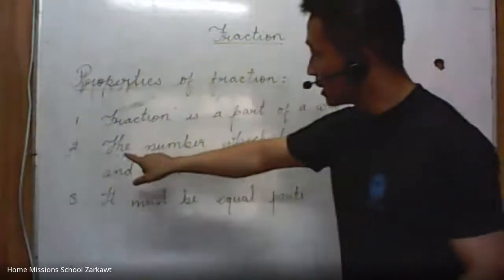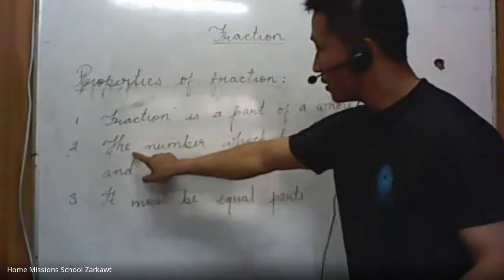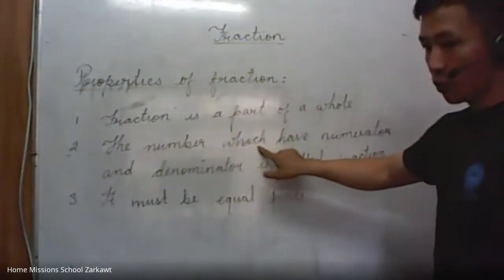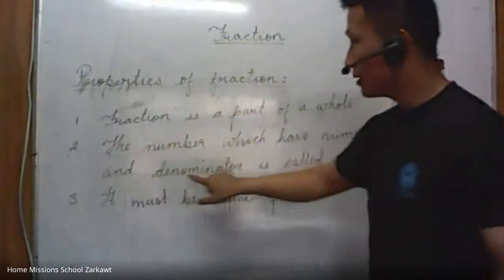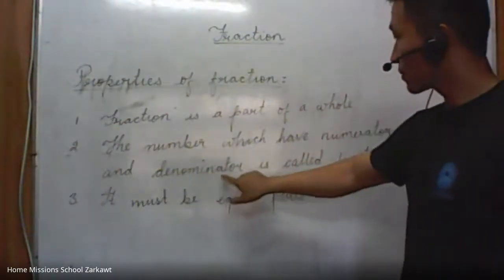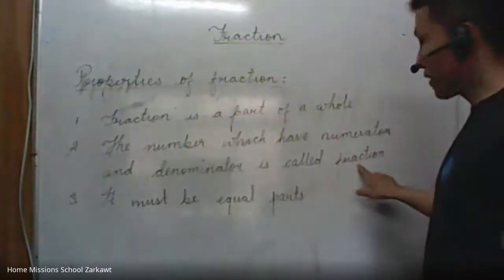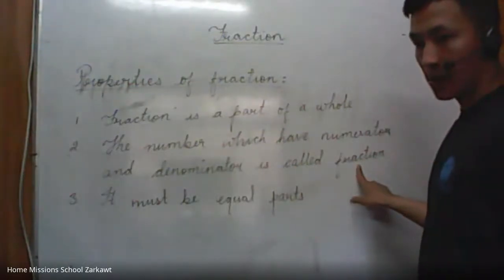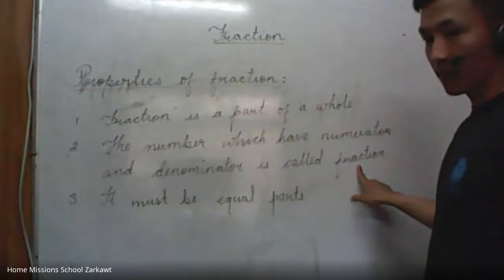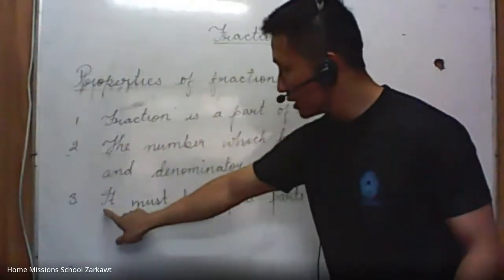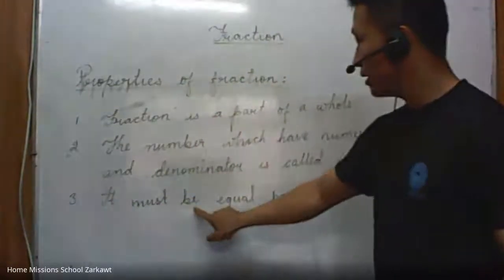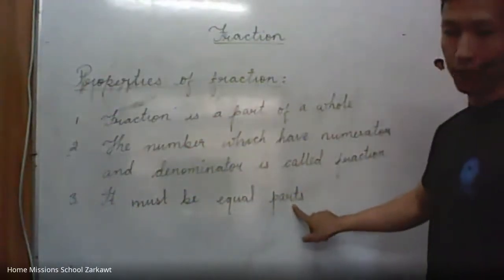And the second one is the number which have numerator and denominator is called fraction. Okay, I'm gonna explain afterwards. This one also. And the third one is it must be equal parts.